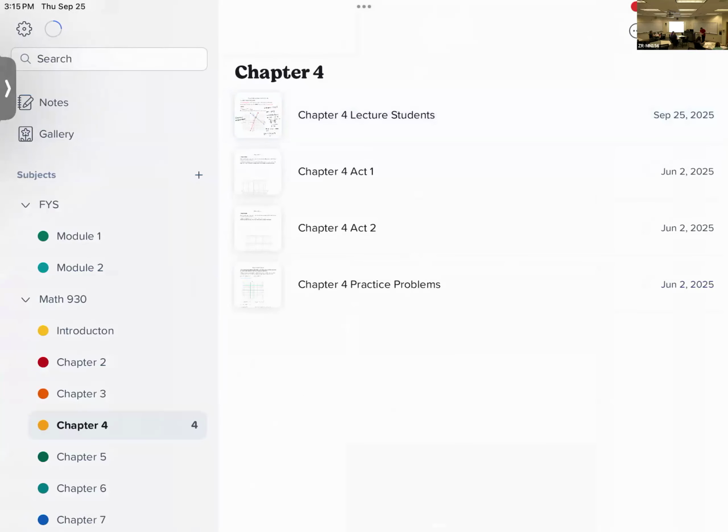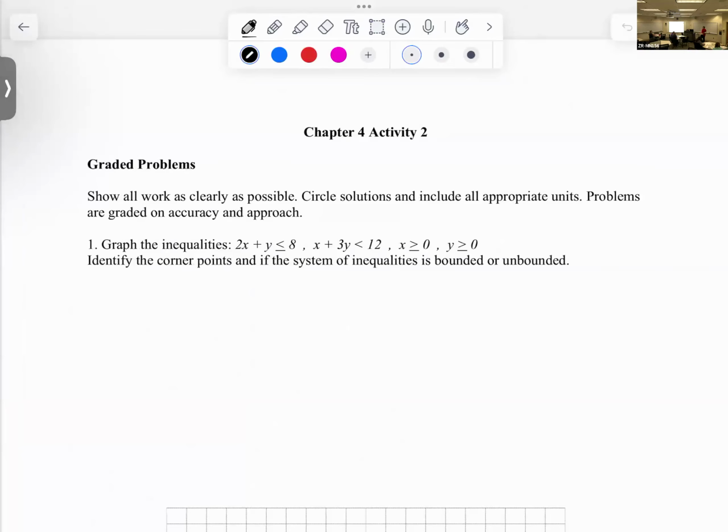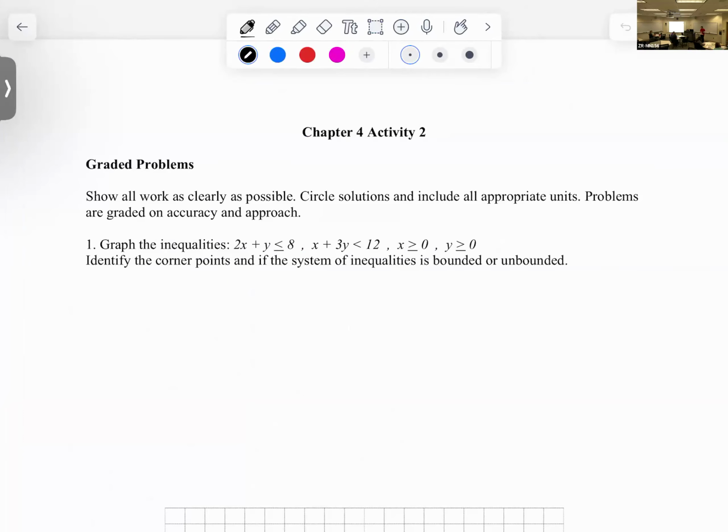So much good stuff. Cool. Another wonderful activity for you guys to take a look at.